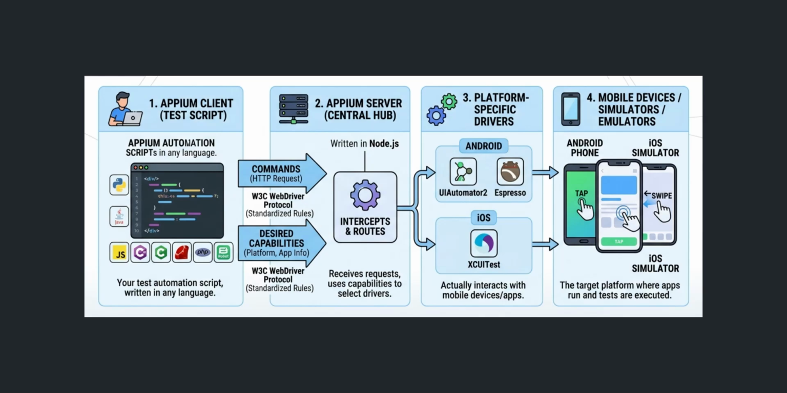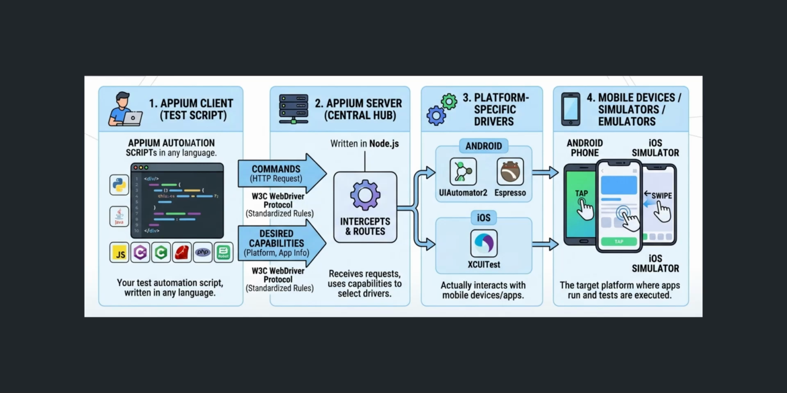So as you can see, first of all we have our APM client, which is our test script. Then through the APM client, the HTTP request goes in W3C WebDriver protocol, and then in the APM server, this APM server intercepts the request and routes it to the appropriate driver. And then we have drivers which actually interact with the mobile devices or apps.